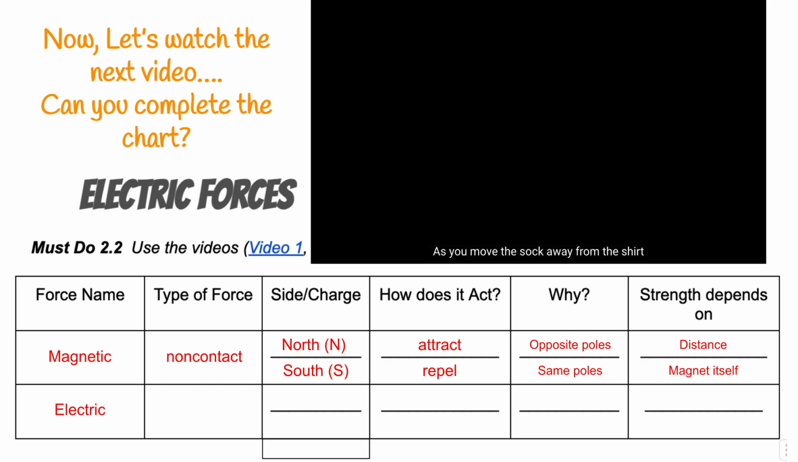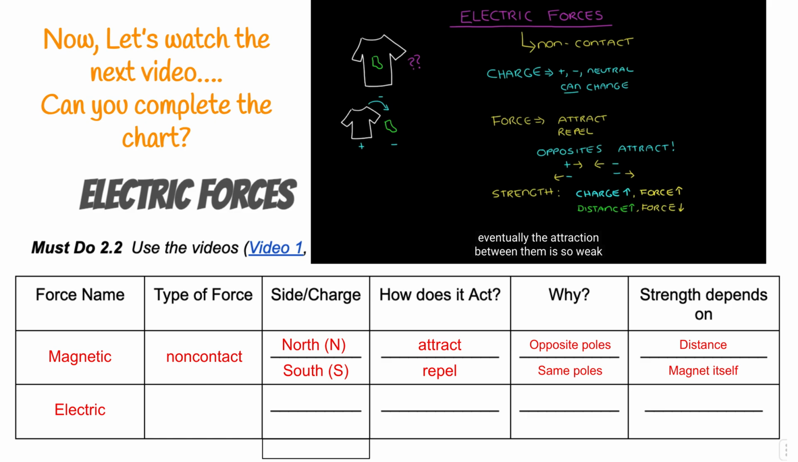As you move the sock away from the shirt, eventually the attraction between them is so weak that we don't even notice it. So, the next time you find yourself doing laundry and having to pull a sock off of a shirt, just remember, invisible electric forces are to blame.